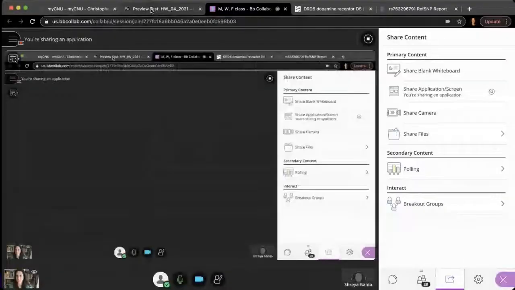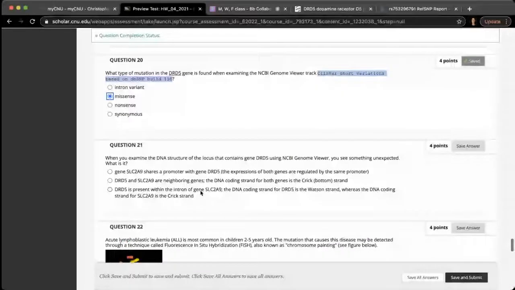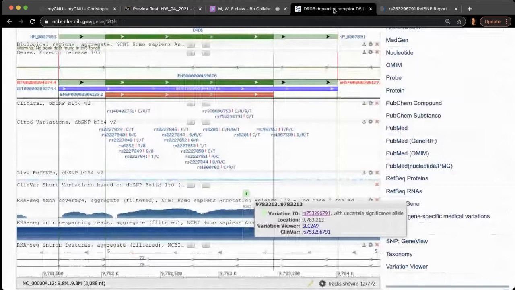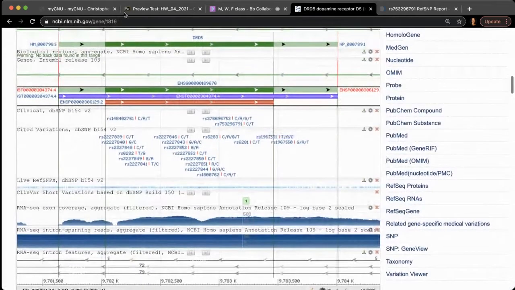Okay, question 21 of homework 4. So let's see, when you examine the DNA structure of the locus that contains the DRD5, you see something unexpected. So perhaps you don't know this answer because you didn't know what is expected.